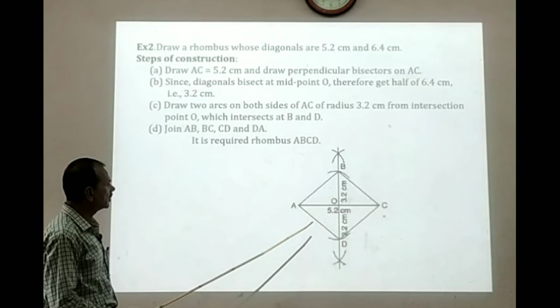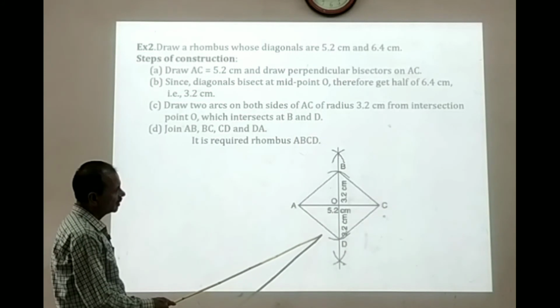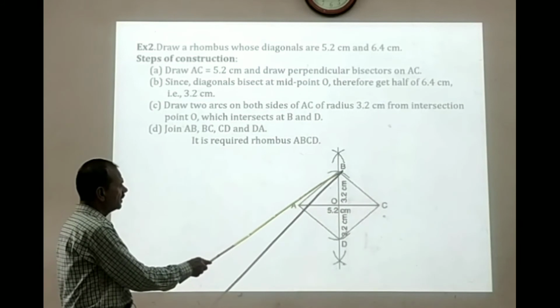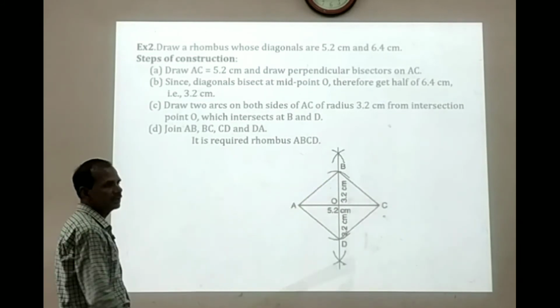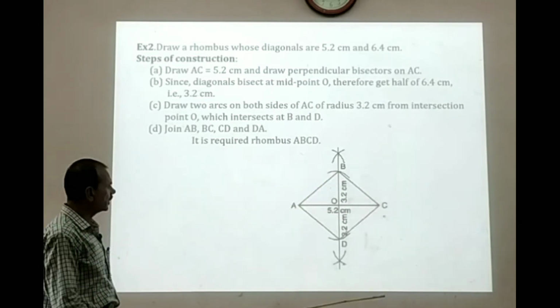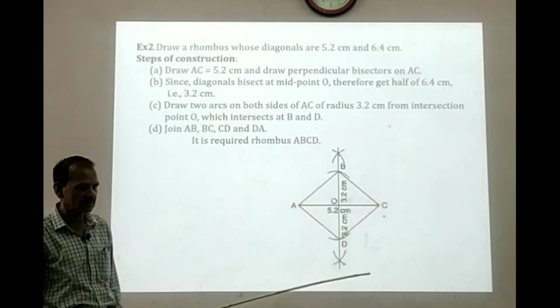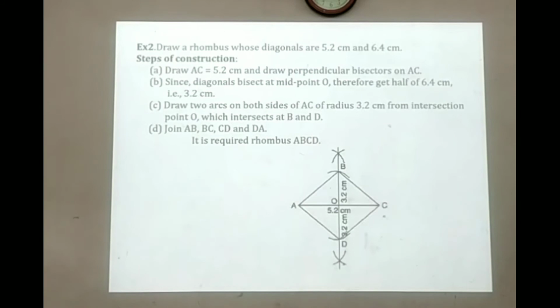Then join AD, CD, CB and AB. Then you will get ABCD, the required rhombus. Next example.